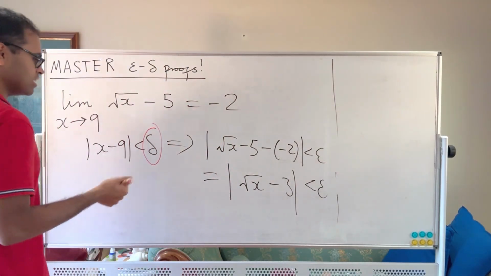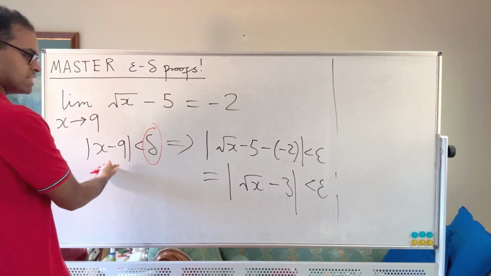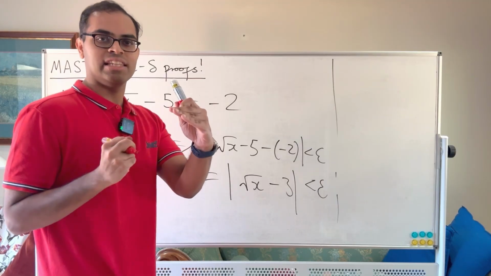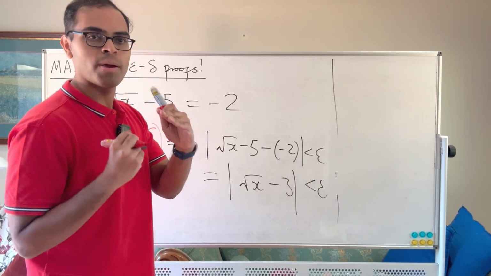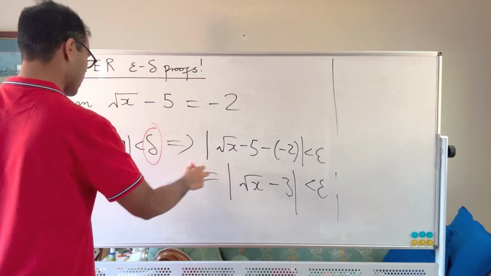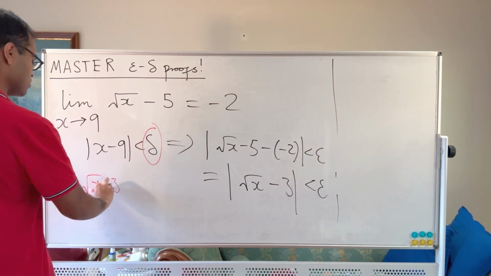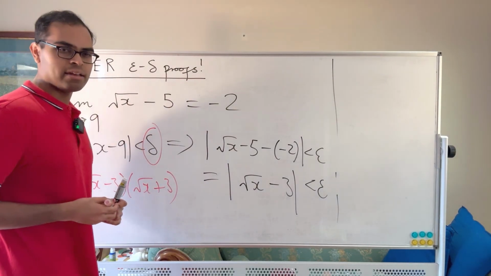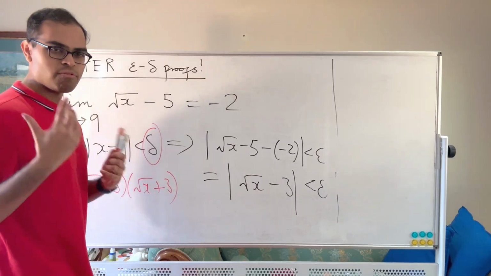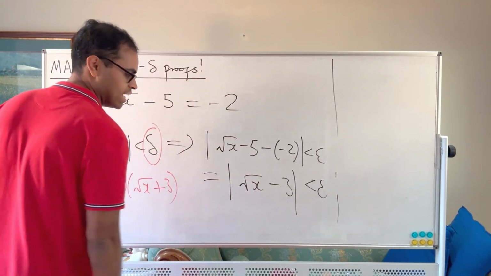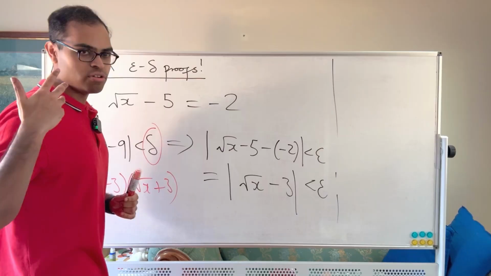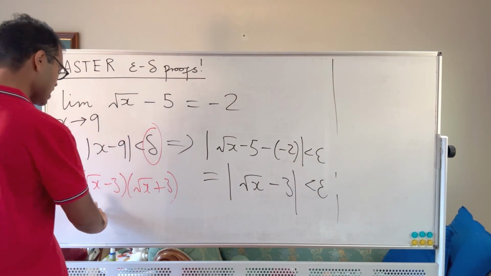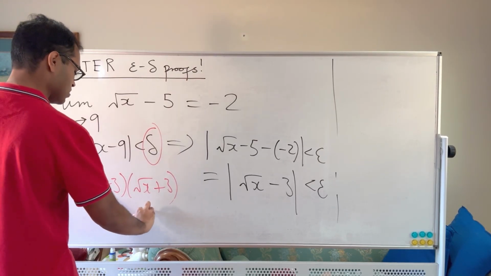Basically, the point is that you can't really factor an x minus 9 out of it. So you have to do what we do with limits involving radicals, which is multiply top and bottom by the conjugate. Here we have root x minus 3, so we multiply by root x plus 3. That gets us to x minus 9. We want to get rid of the radical because we want to find an x minus 9 in here, and whenever you do that, you use the difference of squares formula. Root x minus 3 times root x plus 3 is root x squared, which is x, minus 3 squared, which is 9.